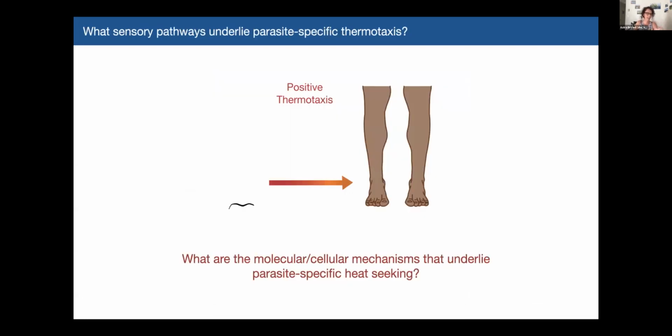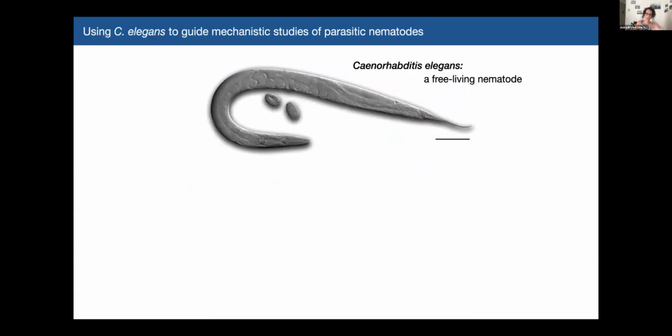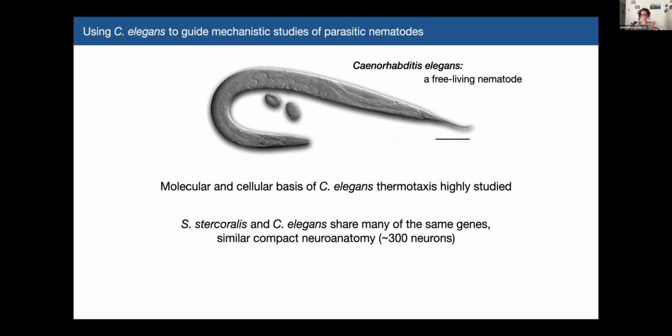So what are the molecular and cellular mechanisms that might underlie this behavior? To answer this question, I took advantage of our classic nematode model system, C. elegans. The molecular and cellular basis of C. elegans thermotaxis has been studied pretty extensively. S. stercoralis and C. elegans share many of the same genes, and they both have really highly compact neuroanatomy that's consistent between individual worms. But despite the broad similarities between these two species, their thermosensory responses are very divergent. C. elegans avoids temperatures above 26 degrees, as opposed to being attracted to human body temperature.